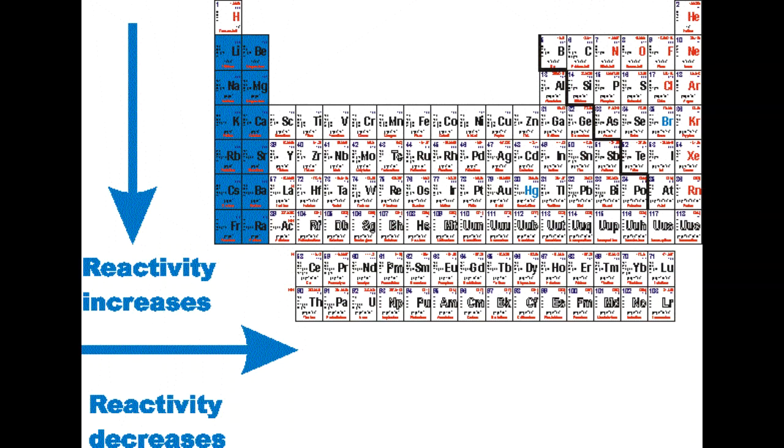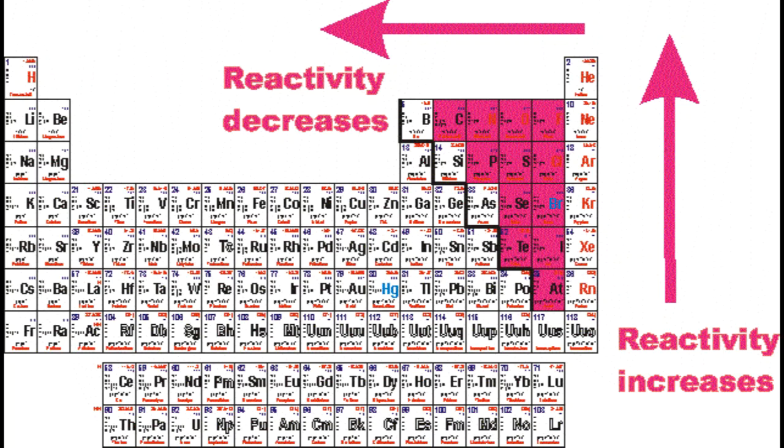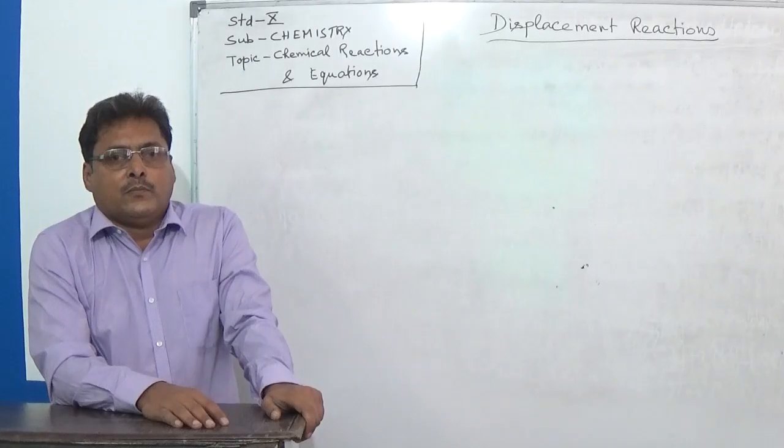Now look at the non-metals also. Non-metals do the opposite. Non-metal reactivity decreases as we go from right to left, and reactivity increases as we go from down to upwards. These ones you will practice. If you just go on practicing from now on, it will be easier. The elements in this last column are all almost non-reactive. That's why they are called noble gases.